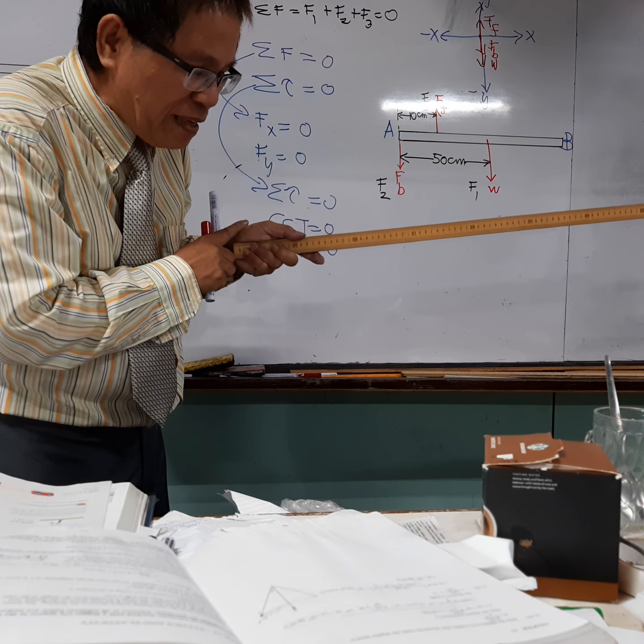The weight will cause a clockwise rotation. If it is a clockwise rotation, therefore, this is a negative torque. Clockwise rotation, negative torque. This one, because it is upward, will give a counterclockwise rotation. So, counterclockwise rotation, this torque is a positive torque.